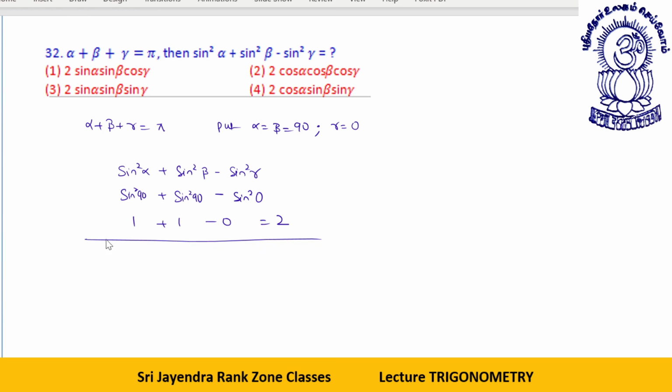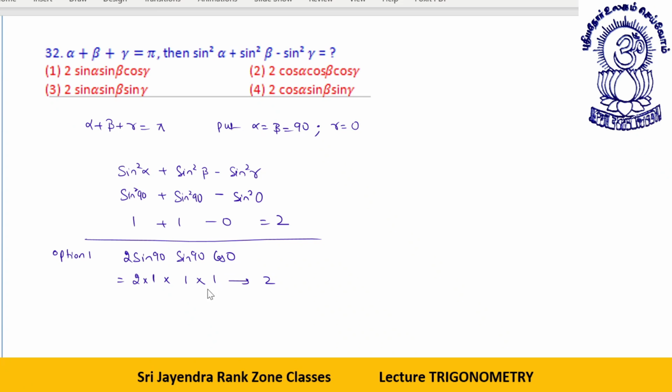Now let's check the options. Option 1: 2 into sine 90, then again sine 90, and the last is cos 0. This will give me what? 2 into sine 90 is 1, sine 90 is 1, into cos 0 is 1. This will give you 2. So directly this option is matching.